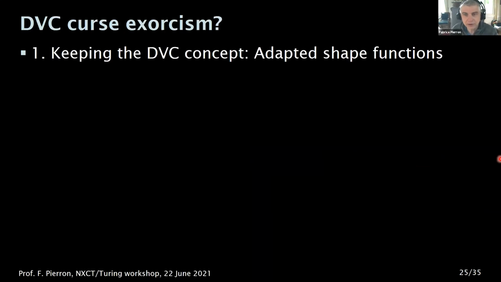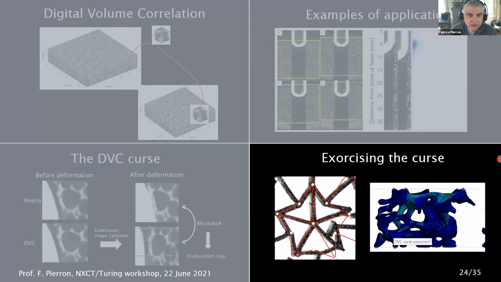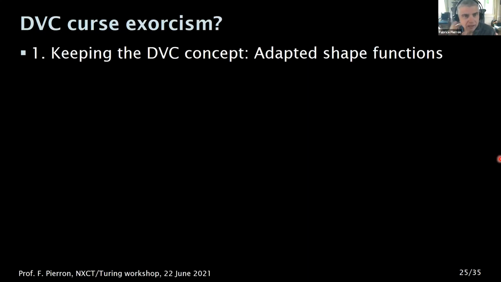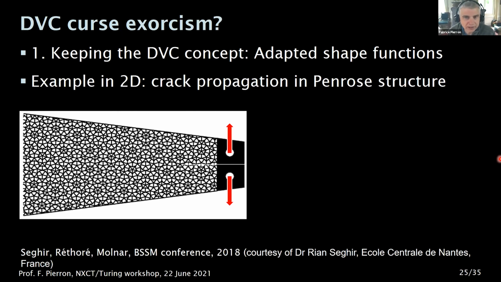Now, how do you go around that curse? How do you exorcise it? Well, there are two main ways of doing this, according to me. Either you keep the DVC concept, but you adapt the shape functions. So this is an example here. It's a crack propagation in a so-called Penrose structure. So this is a 2D structure realized by laser cutting, and it has this fancy structure to try to optimize crack energy absorption. So this is work done by colleagues at the École Centrale de Nantes in France, who were kind enough to share the data with me.